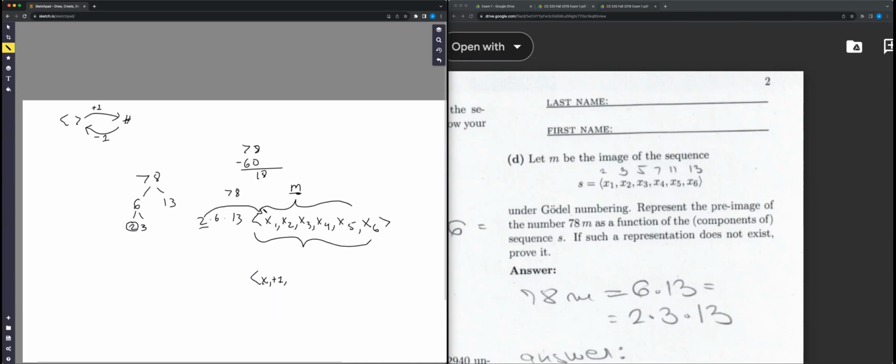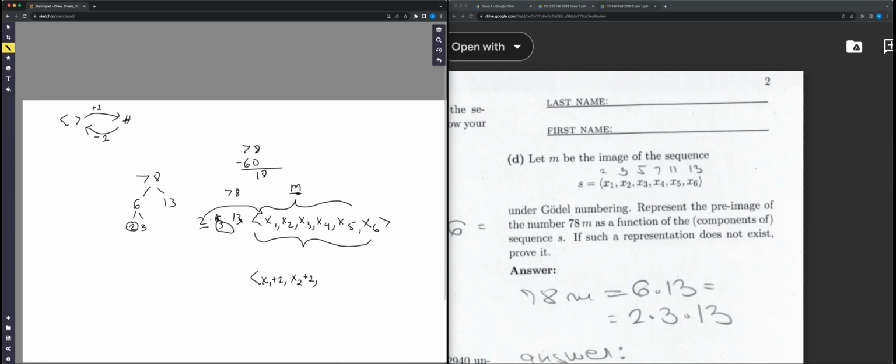Cool. We'll do a couple of these. Oh, this is not a 6, it's 3. Where does 3 go? 3 is in the second position. So that means in order for us to fit it, it needs to be x2 plus 1.